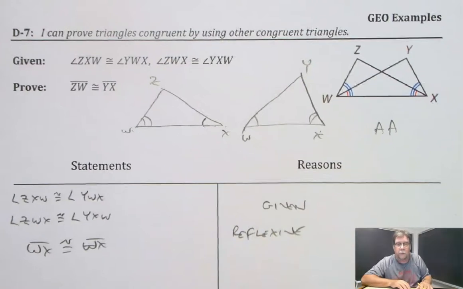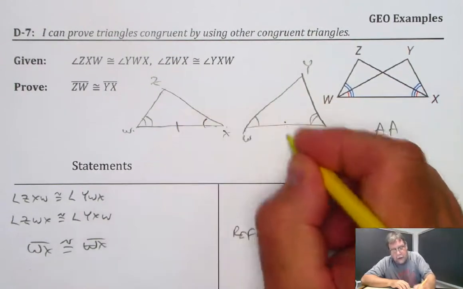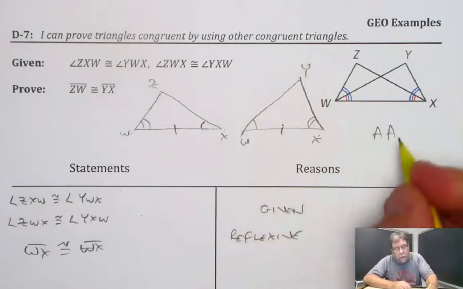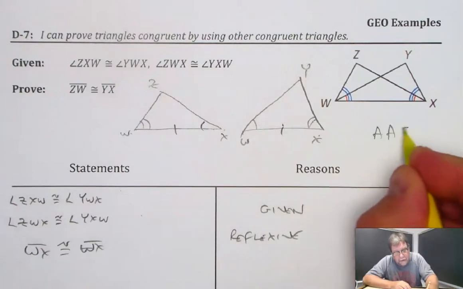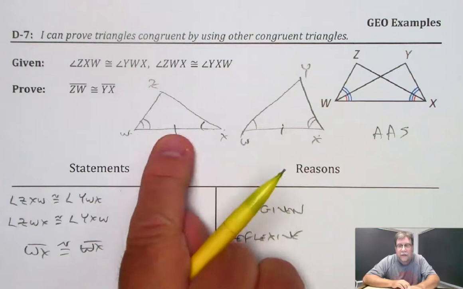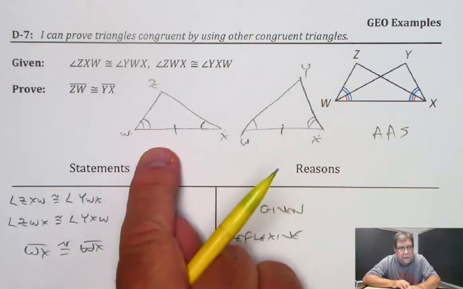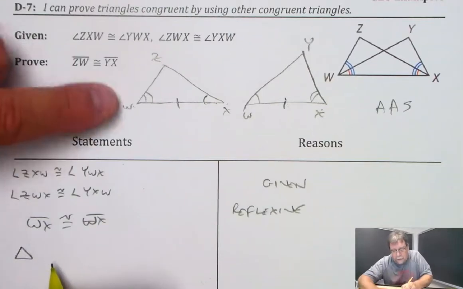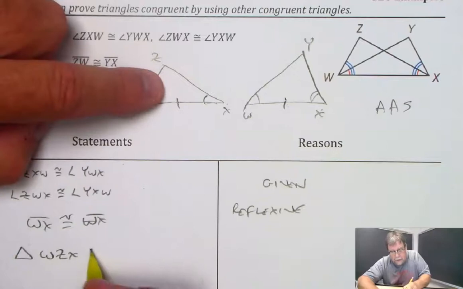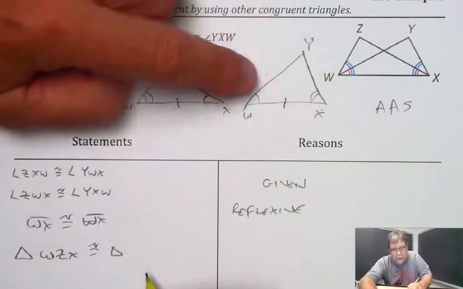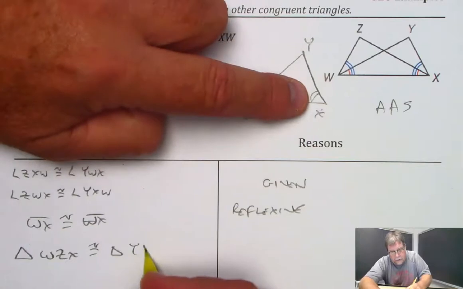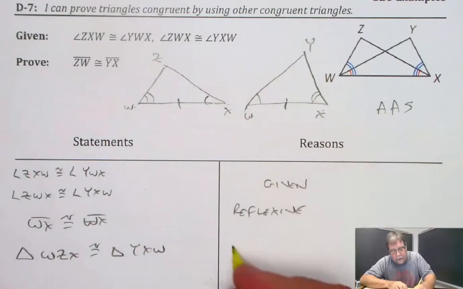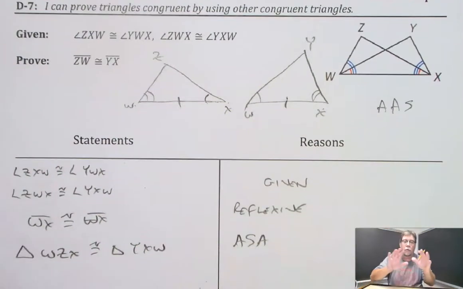So I will write that in our proof. I will mark it congruent right here and right there. And it looks like I have enough for a triangle proof. I have a side. Now this looks like AAS, but technically the side is in between. It's the included side. So the reason the triangles are congruent, let's go ahead and write triangle WZX is congruent to triangle YXW. The reason is because of angle side angle, not AAS. It's actually angle side angle. You got to get the order correct.